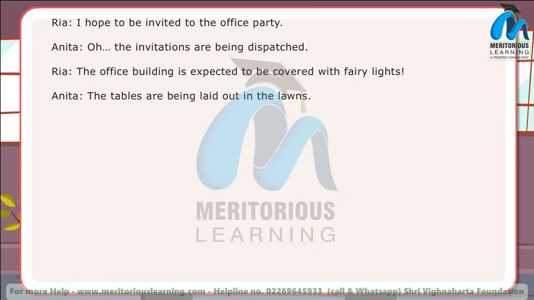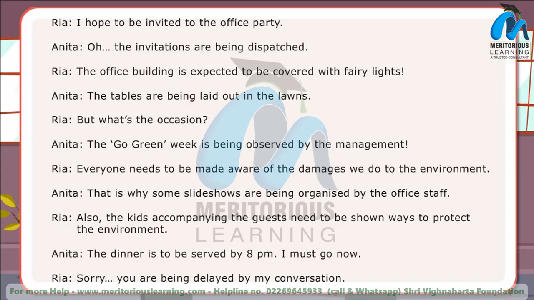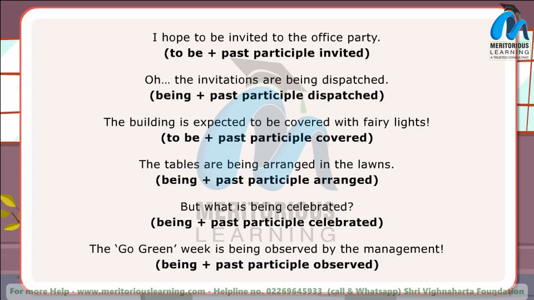In this dialogue between two friends, the passive forms of verb ing and to infinitive are used. Let's see some examples. I hope to be invited to the office party. To be plus past participle: invited. Oh, the invitations are being dispatched. Being plus past participle: dispatched. The building is expected to be covered with fairy lights. To be plus past participle: covered.